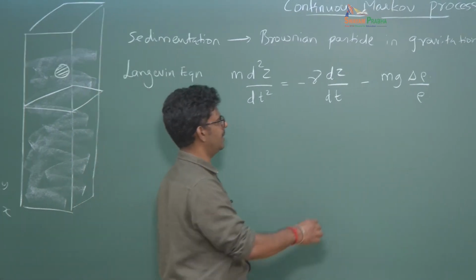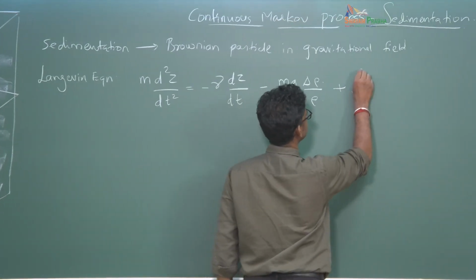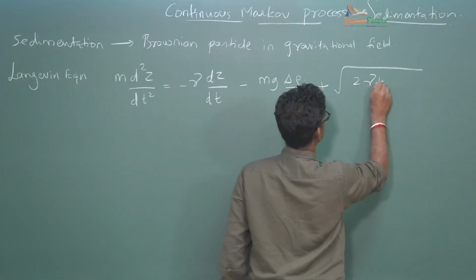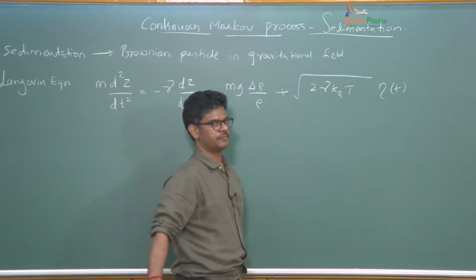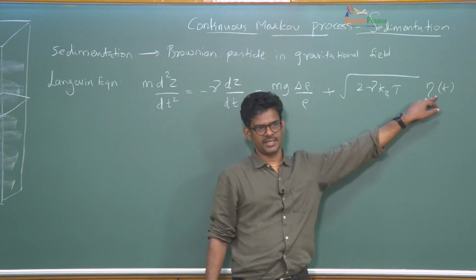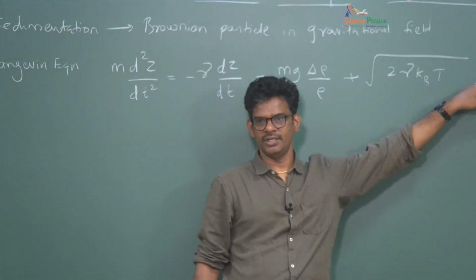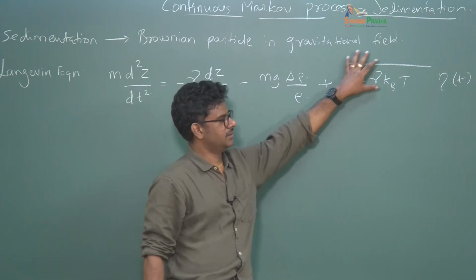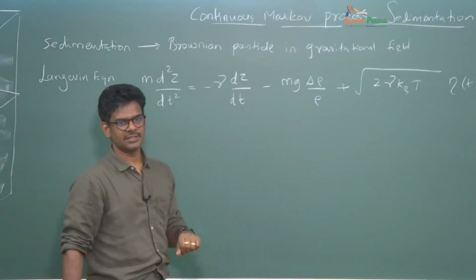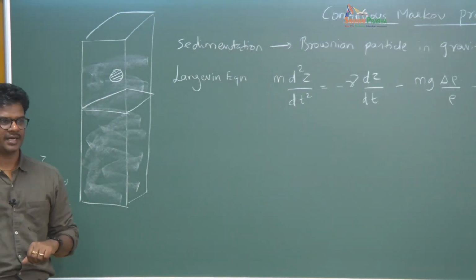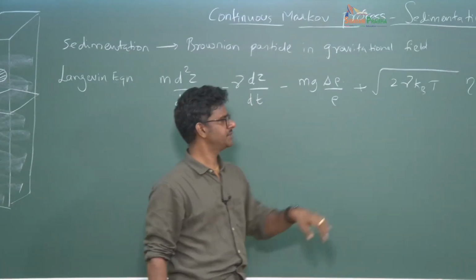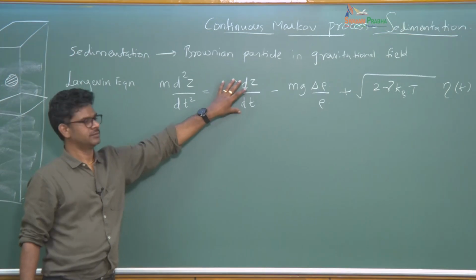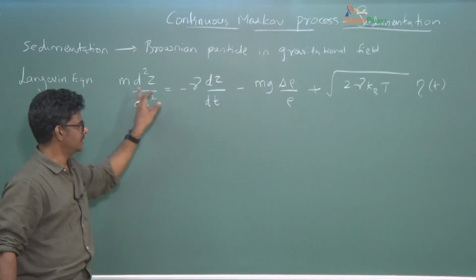Then we have the thermal noise. This is a Gaussian random variable with 0 mean and unit variance. This is the random noise imparting a force on the particle due to thermal noise, drag, external field. This is written for the z direction.